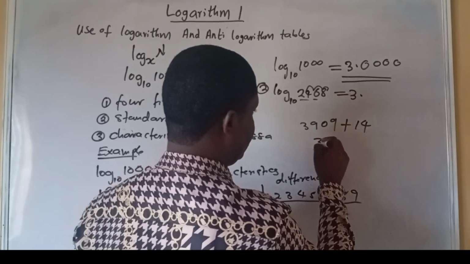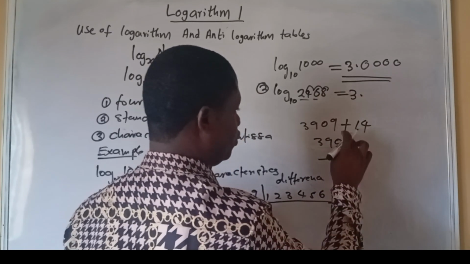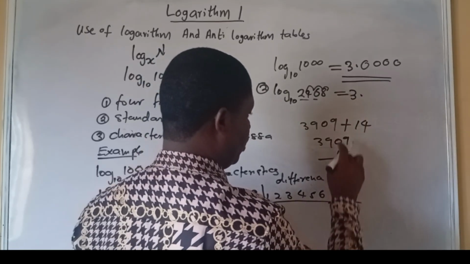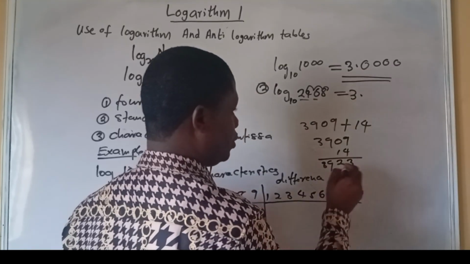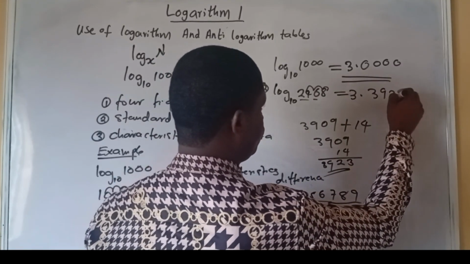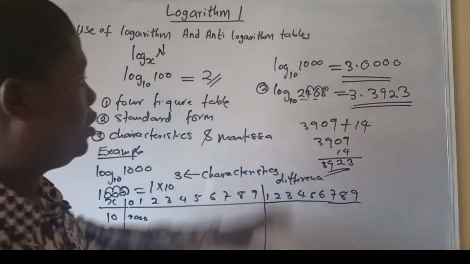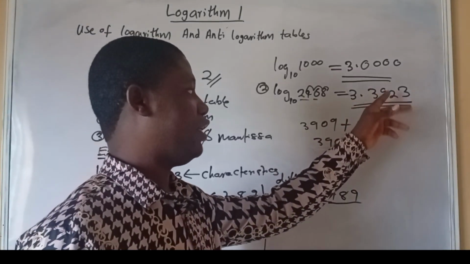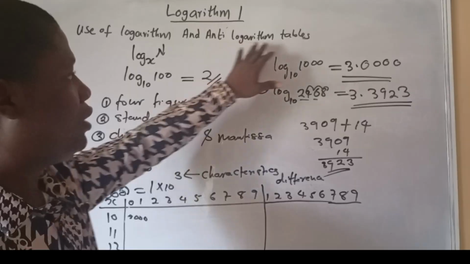That will give us 3909 plus 4, and this plus this will give us 13, and 1 plus 1 will give us 2. So we have 3, 9, 2, 3. So here the mantissa part is 3923, and this is our answer. So the logarithm of 2468 base 10 will give you 3.3923.